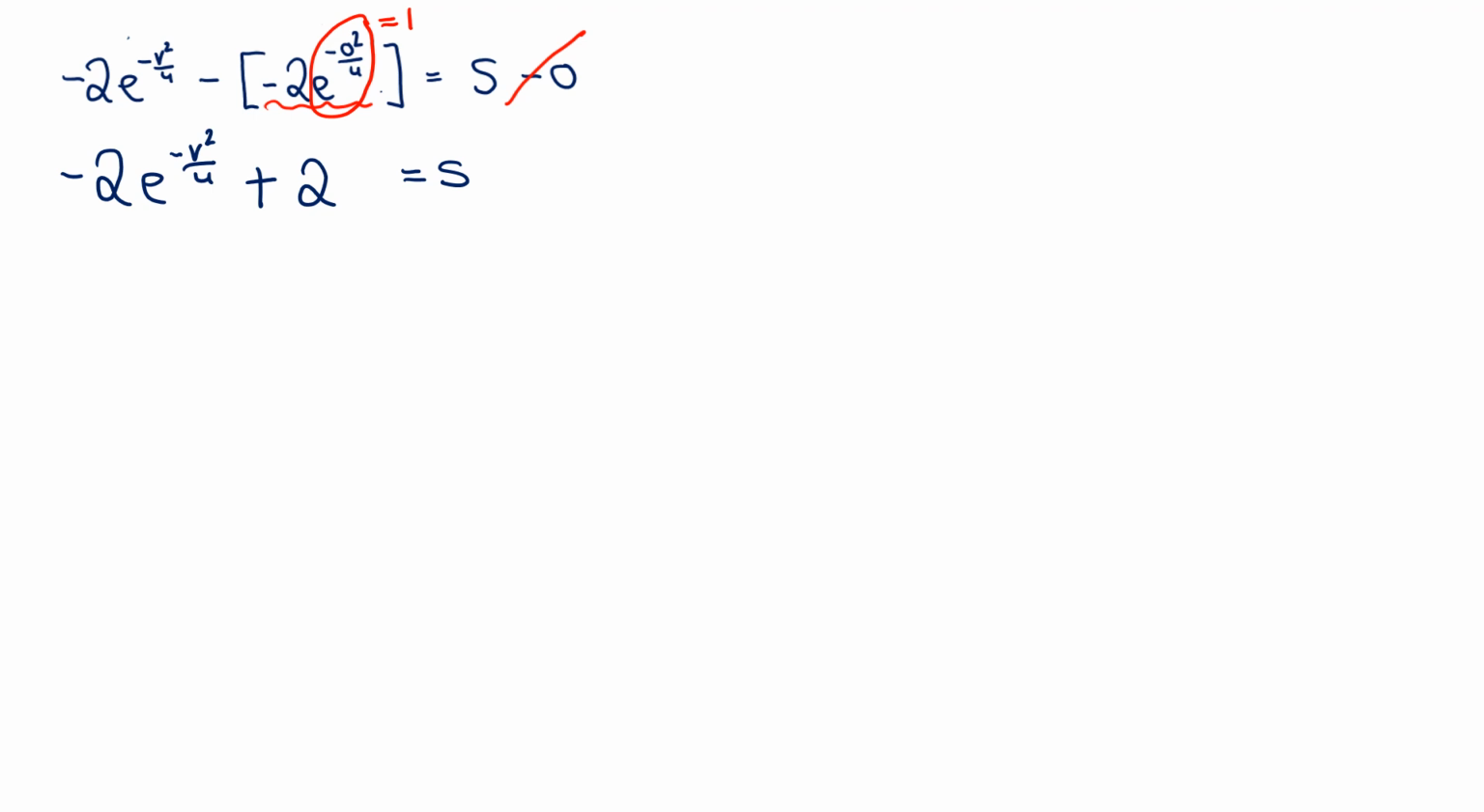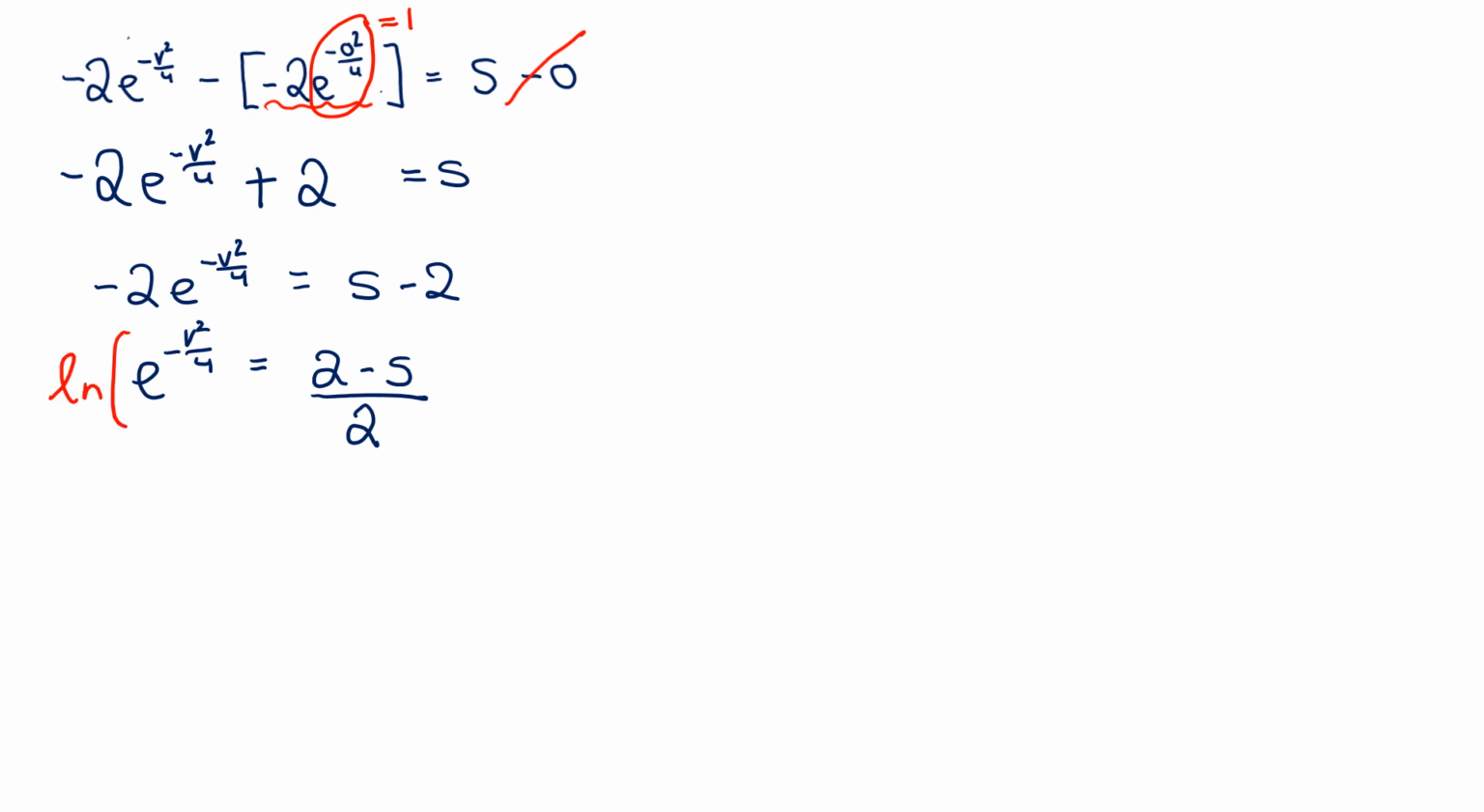So we need to get v on its own. So we get minus 2e to the power of minus v squared over 4 is s minus 2. Let's divide by that minus 2. I don't particularly like having a negative on the bottom, so I'm going to flip this to be 2 minus s all over 2. So you can think of this whatever way you want. If you divide by that negative first, that flips the signs on the right hand side before you divide by 2. Whatever works for you.